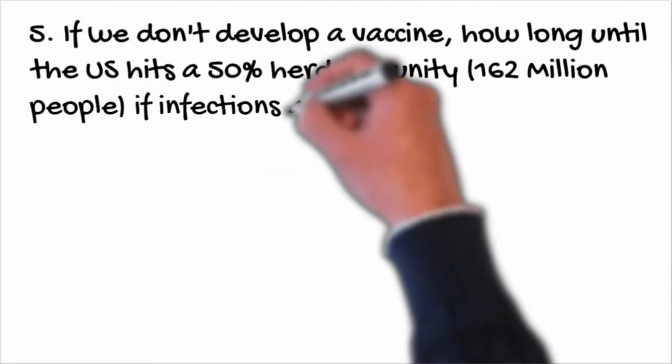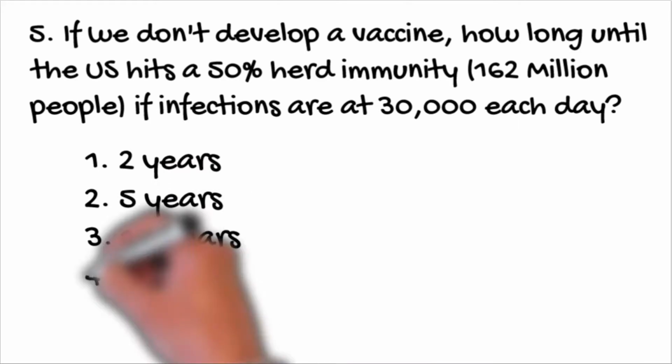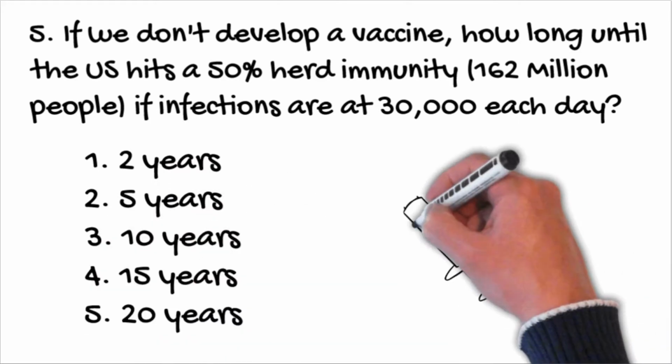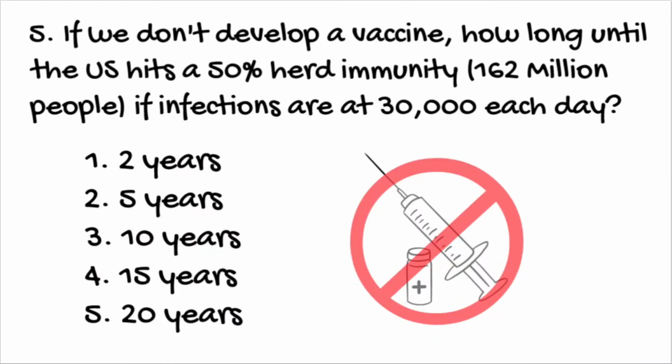If we don't develop a vaccine, how long until the US hits 50% herd immunity, or 162 million people, if infections are at 30,000 each day? 2 years, 5 years, 10 years, 15 years, or 20 years?